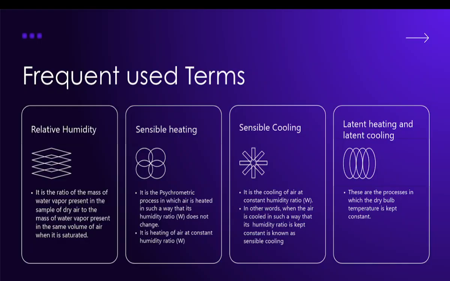In other words, when the air is cooled in such a way that its humidity ratio is kept constant, it is known as sensible cooling. Latent heating and latent cooling. These are the processes in which the dry bulb temperature remains constant. We add some moisture, and due to the addition or removal of moisture, its wet bulb temperature increases or decreases. So it is called latent heating or latent cooling.